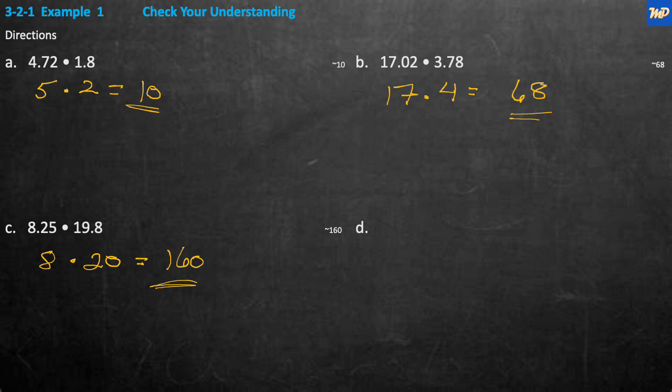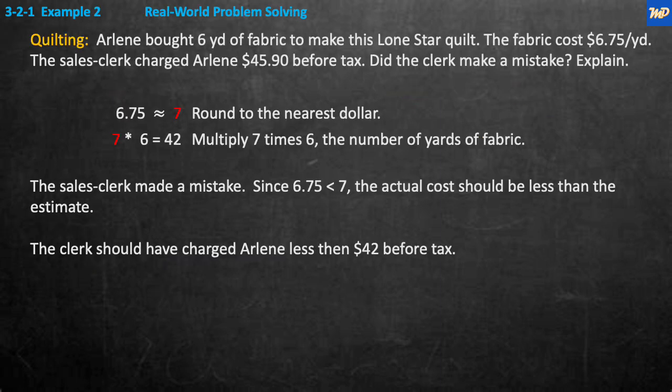Good job. Example 2. Here's a real-world problem. It says we're quilting now. Arlene bought 6 yards of fabric to make a Lone Star quilt. The fabric cost $6.75 per yard. The sales clerk charged Arlene $45.90 before tax. Did the clerk make a mistake? Explain. Well, let's look at the numbers.